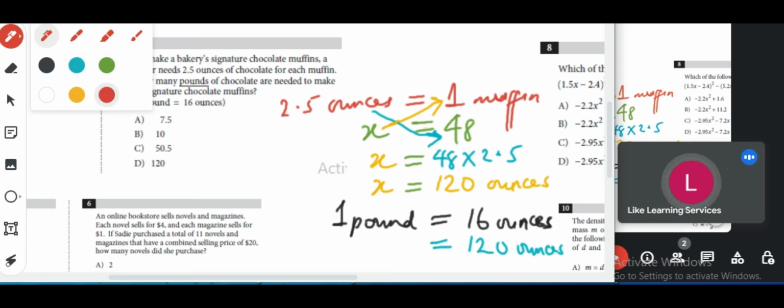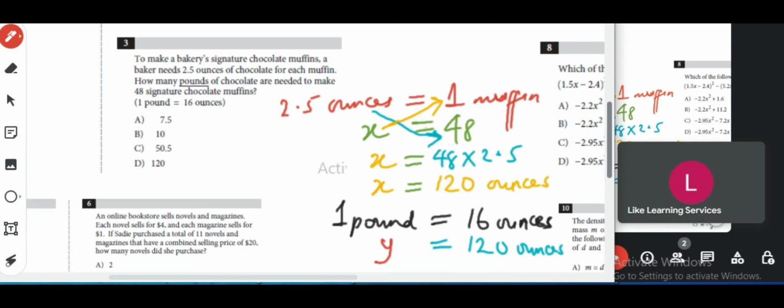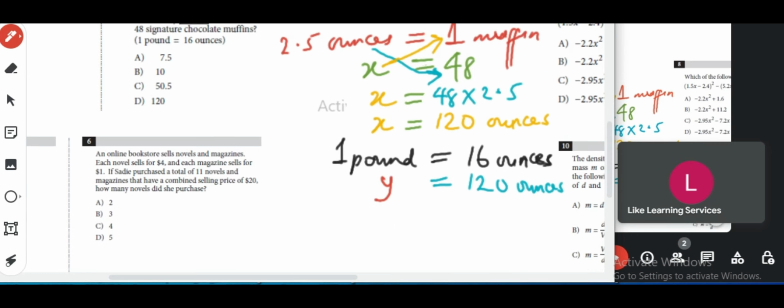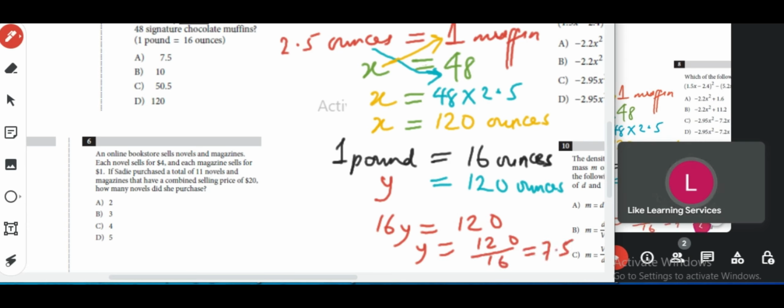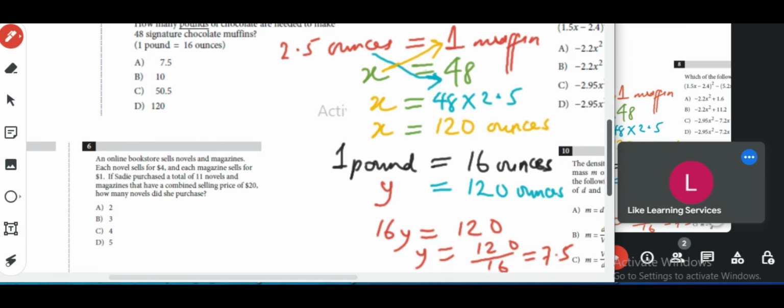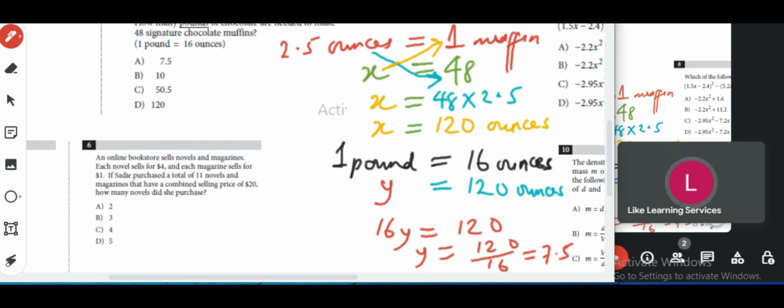How did you figure that out? I just did 120 divided by 16. That's correct. Or you can also cross multiply. Y times 16 will give you 16y. 16y is equal to 1 times this 120. And so y is equal to 120 divided by 16, which is 7.5. Are you sure you understand what I did here? Yes. So 7.5.